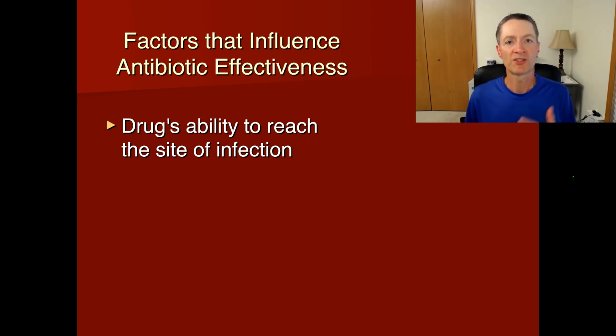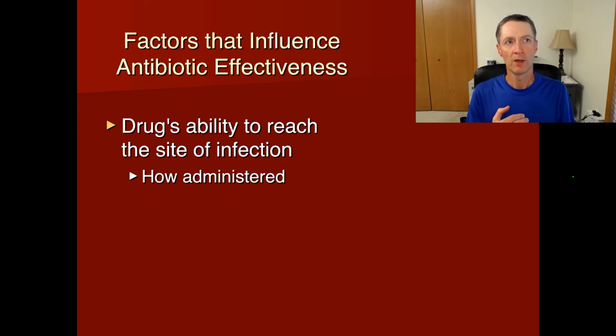One is the site of infection, and can we get the drug there? In other words, where is it on the human body? Let's say it's a human you're trying to treat. Where is it on the human body that this abscess or this infection exists? This influences how we will administer that drug. We need to understand whether the drug is capable of getting to that site when we take it orally. If it's not, it will not be effective.